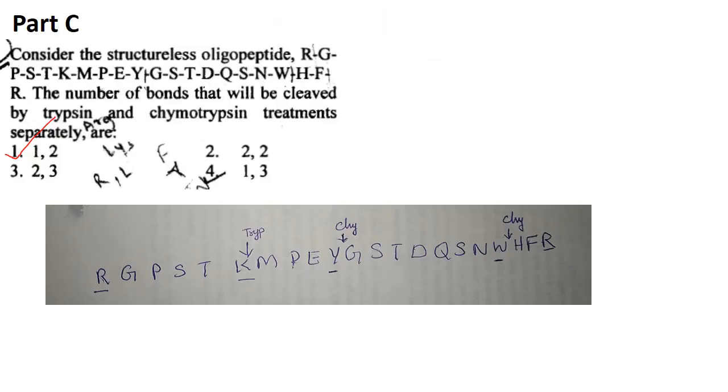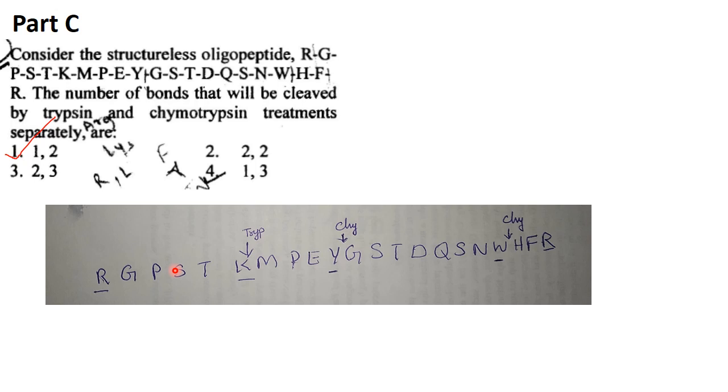Then next one. Consider the structureless oligopeptide. They have given an oligopeptide. The number of bonds that will be cleaved by trypsin and chymotrypsin treatments separately are. So I have rewritten the oligopeptide over here. They have asked for the number of bonds that will be cleaved by trypsin and chymotrypsin. Trypsin, as you all know, cleaves on the carboxyl side of lysine and arginine residues, whereas chymotrypsin cleaves the aromatic amino acids. That is, carboxyl side of aromatic amino acids will be cleaved by chymotrypsin.